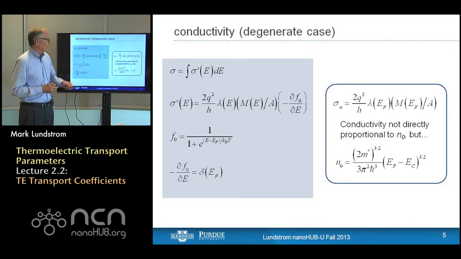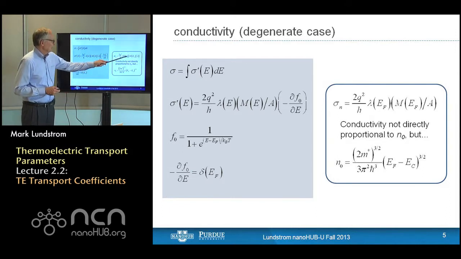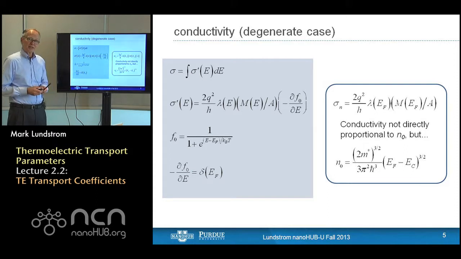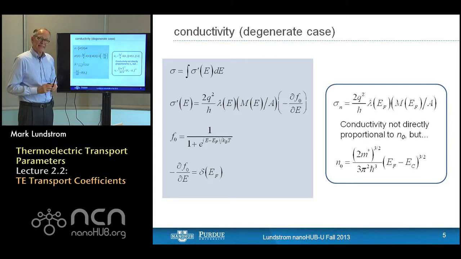Then I get a very simple expression for the conductivity. It's the quantum of conductance times the mean free path at the Fermi energy times the number of channels at the Fermi energy. So it's a nice, simple, easy expression.